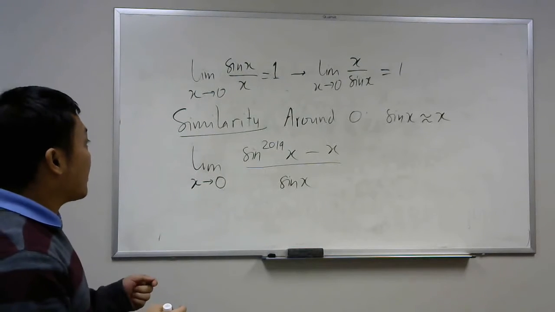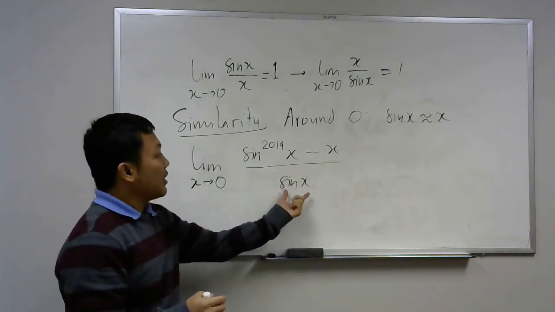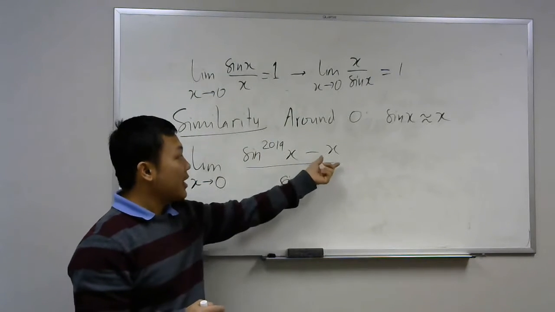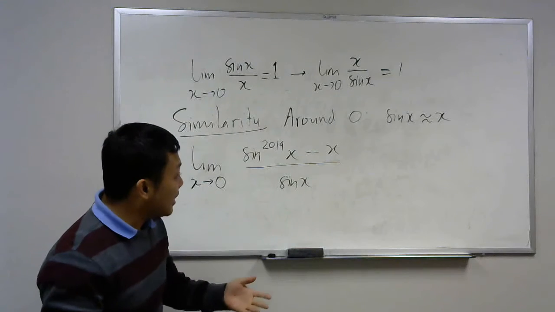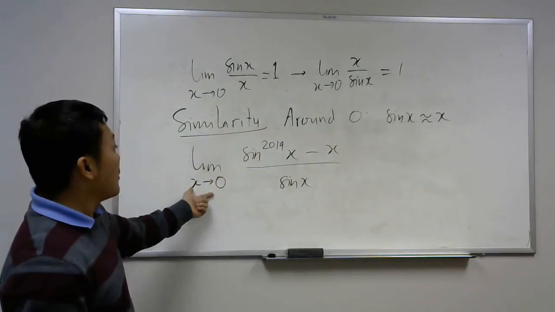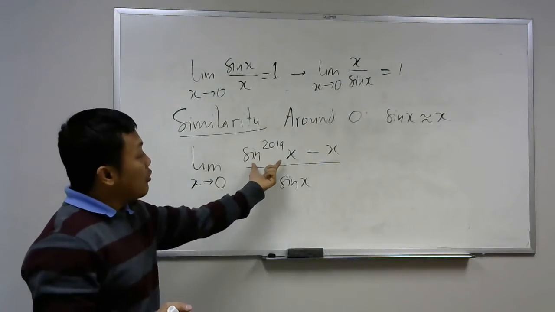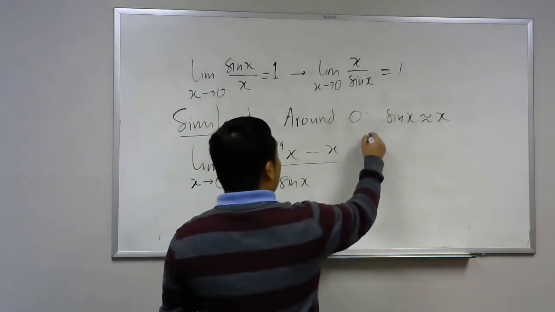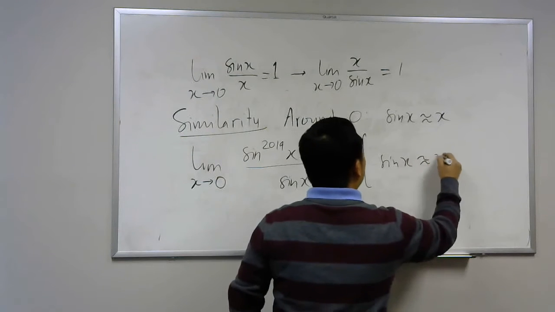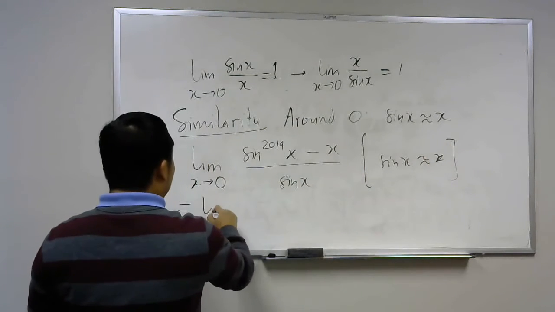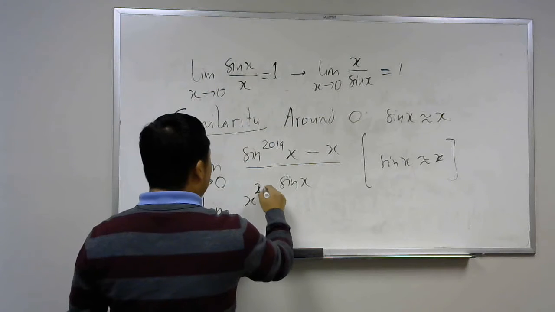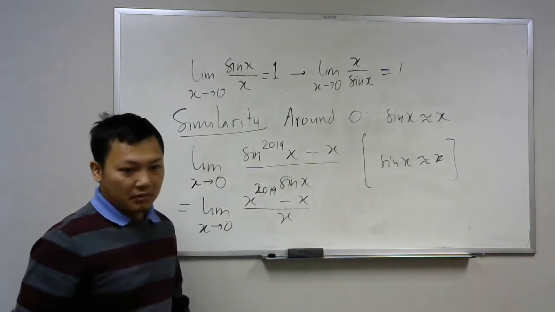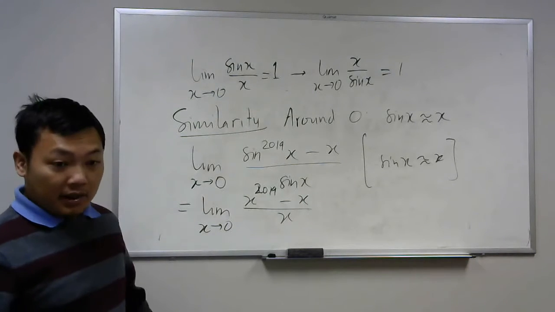Usually you can separate this term with this term, and this term with this term, right? You get sine 2019 over this, and x over this. Let's do it differently. I use similarity at 0: sine of x is similar to x. I will replace sine of x with x. I have this limit equal to the limit of x to 2019 minus x over x when x goes to 0. It's easy, right?